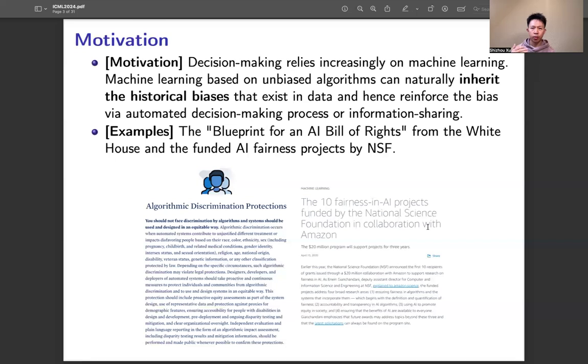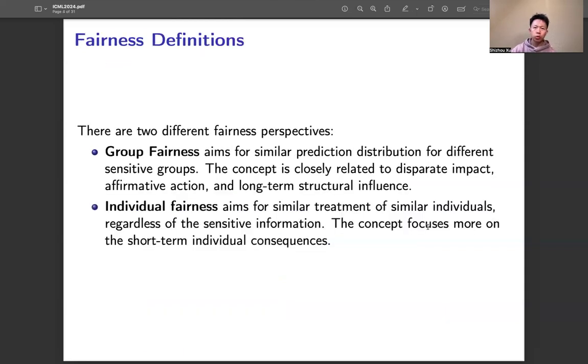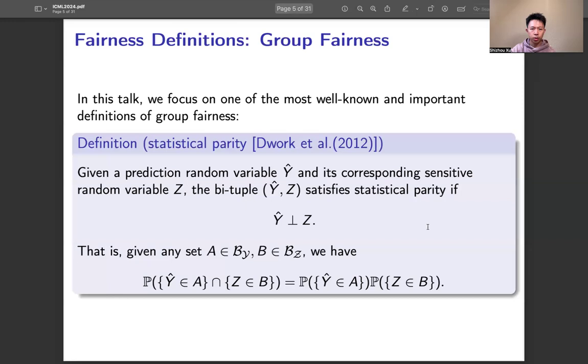Fairness is now an urgent issue to address due to the increasing popularity of machine learning and AI in information sharing and decision making, especially considering the unbiased algorithms can inherit the bias in the data. Therefore, our goal here is to develop a method that can remove the biases directly from data. There are two fairness perspectives. One is group fairness, one is individual fairness. In this work, we focus on an important group fairness definition called statistical parity, which requires the learning outcome denoted by y hat to be statistically independent of the sensitive information z.